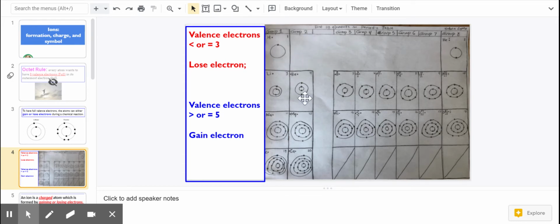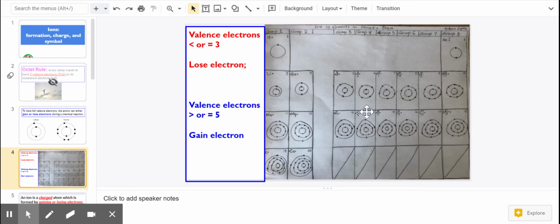Okay. And group 2 has 2 valence electrons. Again, they just want to give away the 2. For example, magnesium has 2 in the third energy level. It gave away the 2. It becomes 2 and 8. It's very stable. Okay, and group 3 has 3 valence electrons. Again, it's easier to lose all 3 compared to gaining 5 more.